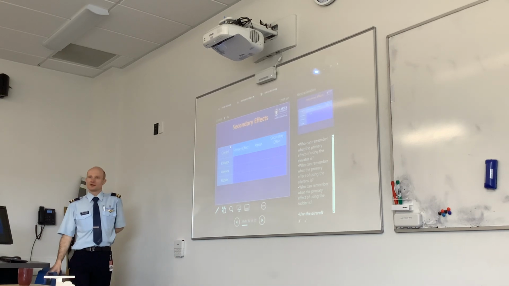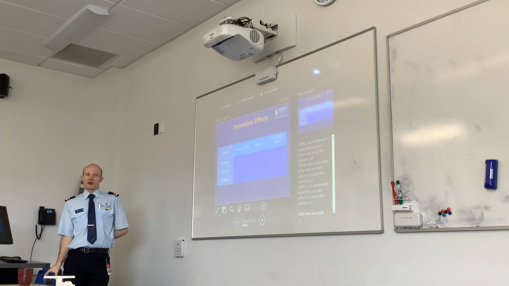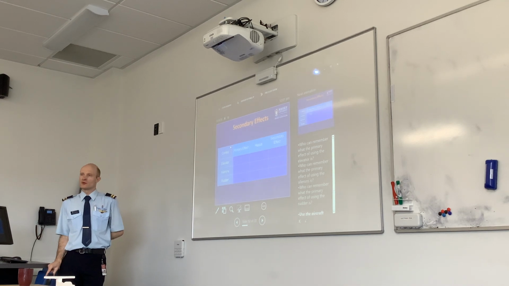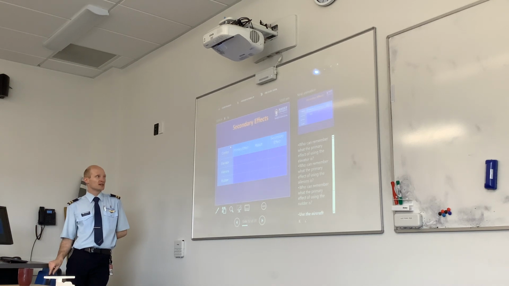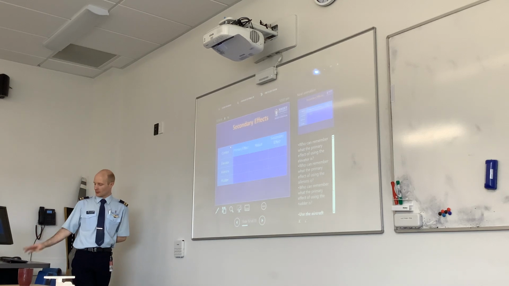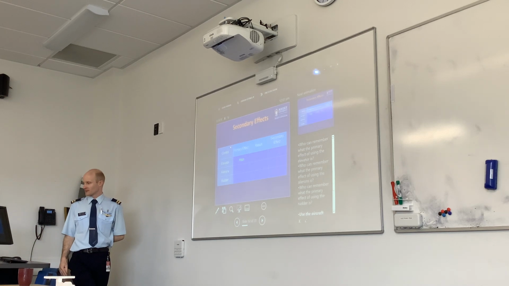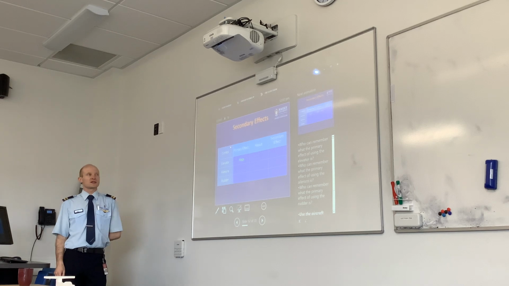So the secondary effects. We're now going to take a look at what else happens when we move each of the primary controls individually on their own, and take note of what else changes. So let's start with the elevator. What's the primary effect? Oh, yep, they remember that, it's pitch. Now, what is the result of this?